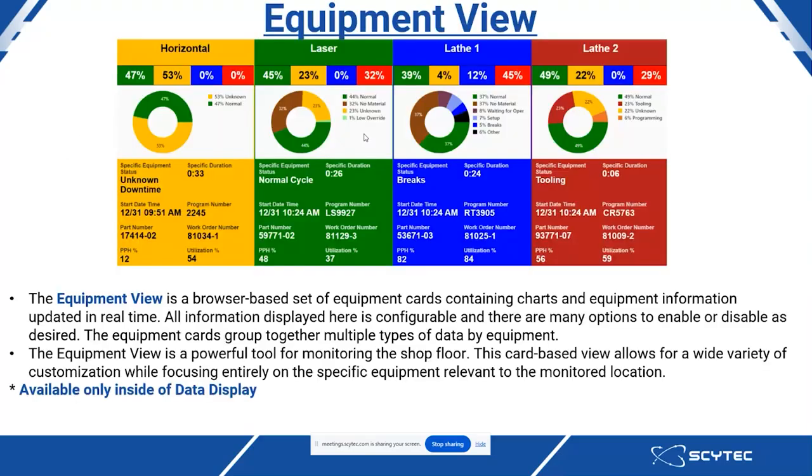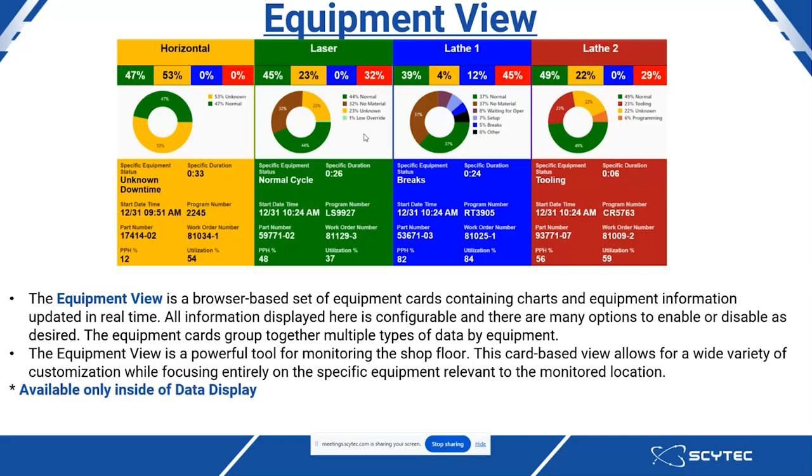So the first one that I'm going to be going over is probably the most used, which is the real-time equipment view. And the equipment view is a browser-based set of equipment cards containing charts and equipment information updated in real time. All information displayed here is configurable, and there are many options to enable or disable as desired. The equipment cards group together multiple types of data by equipment. The equipment view is a powerful tool for monitoring the shop floor.